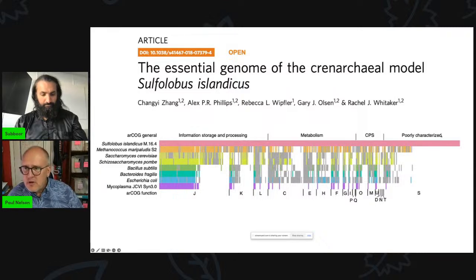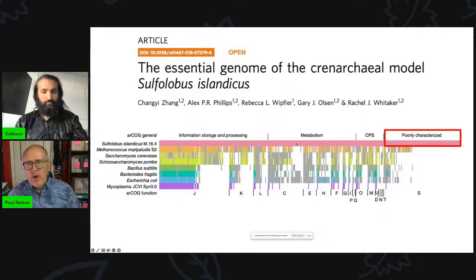What's this? Poorly characterized. Over here, what is this category? Notice that there's nothing corresponding to these genes in these other groups. That's because these are probably Sulfolobus specific genes and proteins, right? And notice how patchy these distributions are. Whereas you move across the domains, you'll find big white space because those genes are simply not present.